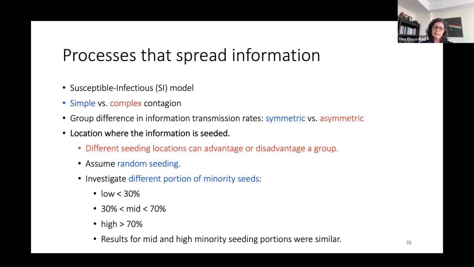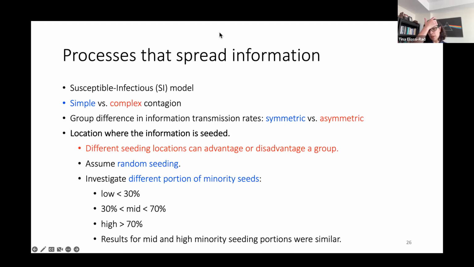And then finally, the last thing for the information spread is the location where the information is seeded. Because different seeding locations can advantage or disadvantage a particular group. Here, we are going to assume random seeding in our empirical study. We're going to assume that you don't know a lot about your community to say, oh, well, if I spread it with John, that would be a better spreading. And then we're going to assume random seeding, and we're going to investigate different proportions of minority seeding.